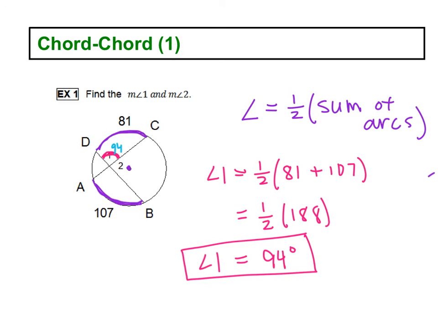So do we have a way of getting angle 2? Well, we don't have enough information to figure out what these two arcs are to use the same math to find half of the sum of the arcs. But what we do know is that we have two lines that are crossing. Remember, we'll focus on this straight line right here. If you have a straight line, remember the two angles are going to add up to 180 degrees.